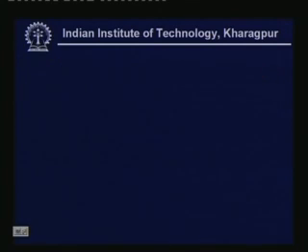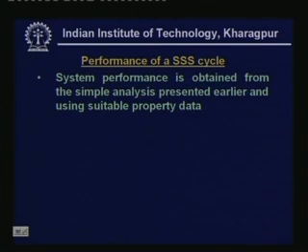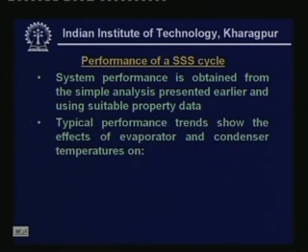So, let us begin with the performance of the SSS cycle. The performance can be obtained from the simple analysis presented in the last lecture and using suitable property data. And typical performance trends show the effects of evaporator and condenser temperatures. What is normally done is we keep the condenser temperature constant and vary the evaporator temperature and find different performance parameters. Then you keep the evaporator temperature constant and vary the condenser temperature. In that manner you can find out the effect of both condenser as well as evaporator temperature on different performance parameters of interest.